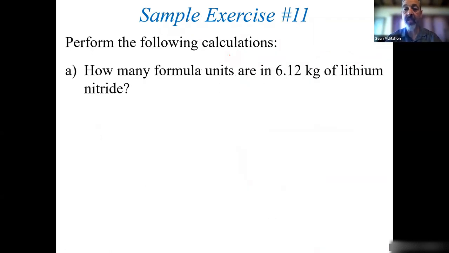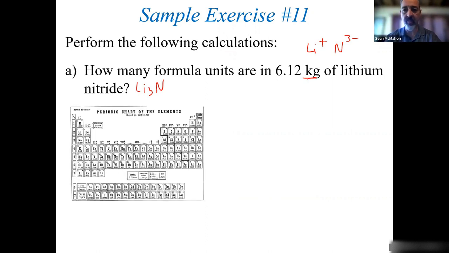How many formula units are in 6.12 kilograms of lithium nitride? Okay, lithium is 1 plus, nitride is 3 minus. So when I crisscross, I get Li3N. But what's different here is I have kilograms, okay? I still need the periodic table because I know I want formula units.